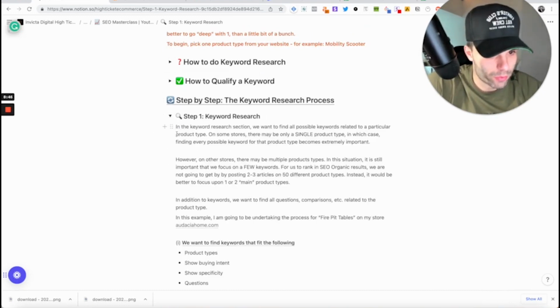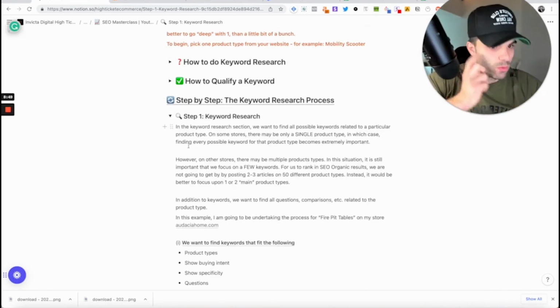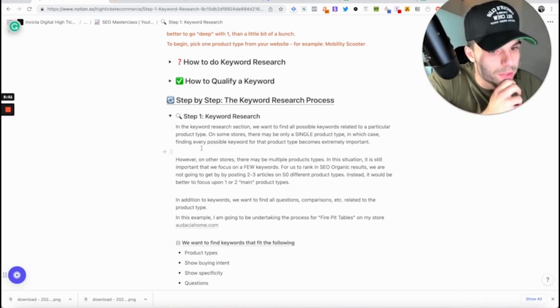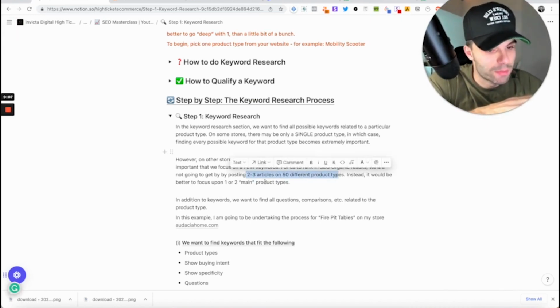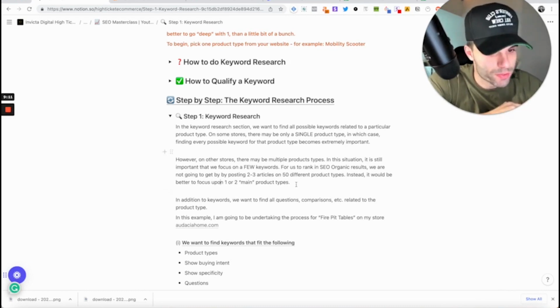And I'm just going to go through an example step by step. In keyword research, we want to find all possible keywords related to a particular product type. On some stores, where we have maybe one product type, finding every keyword possible is important. On other stores, if we have multiple, it is important that we still focus on only one, two, or three, and we are not going to get by posting 2 to 3 articles on like 50 different product types. It would be much better to focus on one or two product types and post 50 articles each for those.